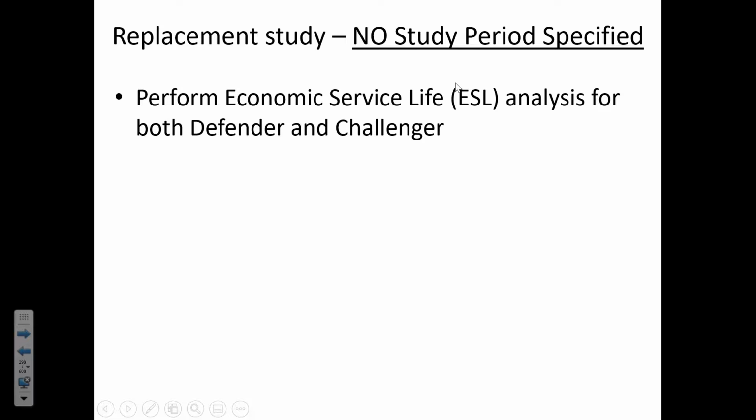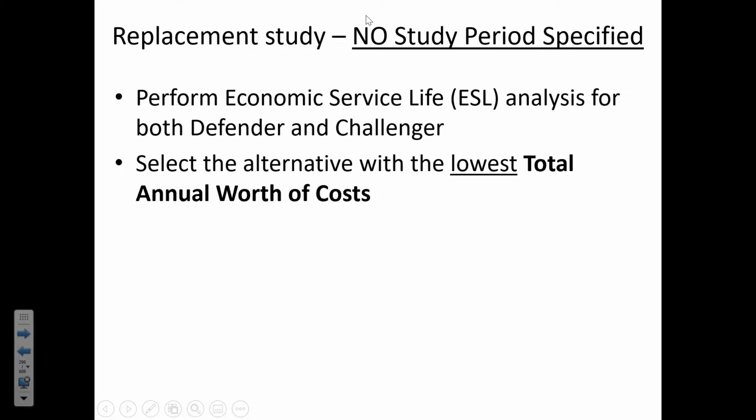Our decision criteria would be the same. We're just going to own whichever option has the lowest total annual worth of costs. And then we're going to own it for the number of years that's associated with that lowest total cost. And then at the end of that period, then we would compare whatever alternatives are available at that point. So at the end of the Defender's useful life, maybe then we'd buy the Challenger. But we don't necessarily know. So no study period specified is just buy it for however many years naturally lines up with the lowest cost.